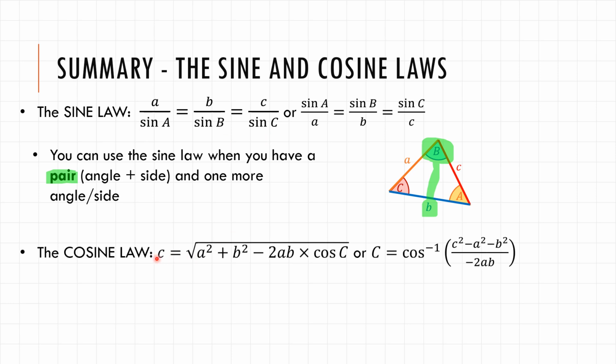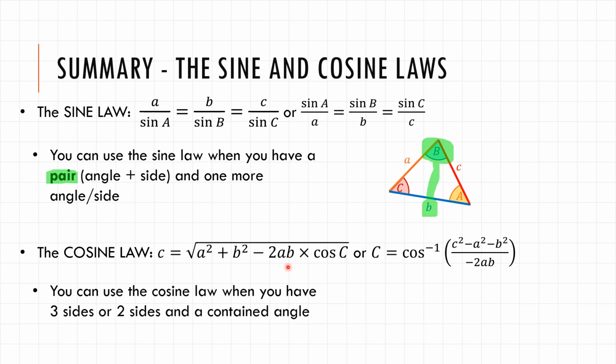The cosine law has two versions. This is the version where there is a side length isolated. And this is the version where it has an angle isolated. So it depends if I'm looking for a side length or if I'm looking for an angle. The time to use the cosine law is when you have three sides, A, B, and C, and then you can use those to calculate one of the angles. Or if you have two sides, A and B, and the angle that is contained in between them, just sort of like this.